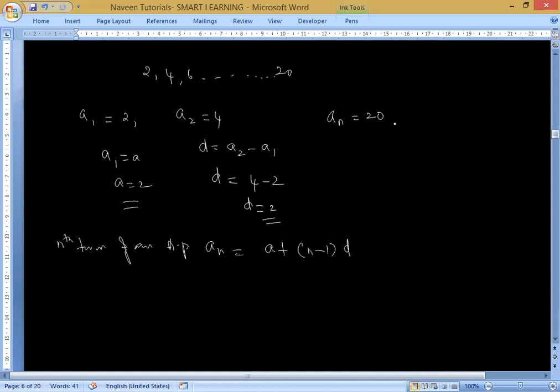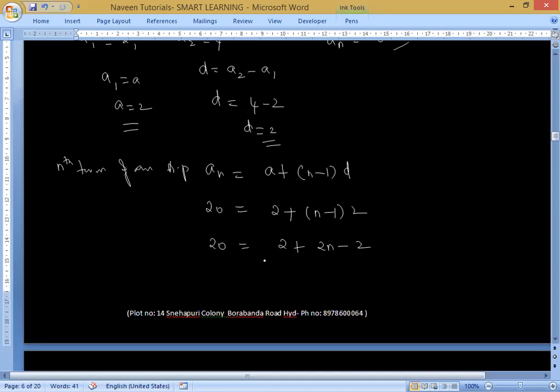Then an. What is an? an is 20. So I'll write 20 is equal to 2 plus n minus 1, d is 2. Then 2 plus 2 into n is 2n, minus 2 into 1 is 2. Plus 2 minus 2 cancel. So 20 is equal to 2n. So n is equal to 20 by 2. 2 tens are 20. So n is equal to 10.